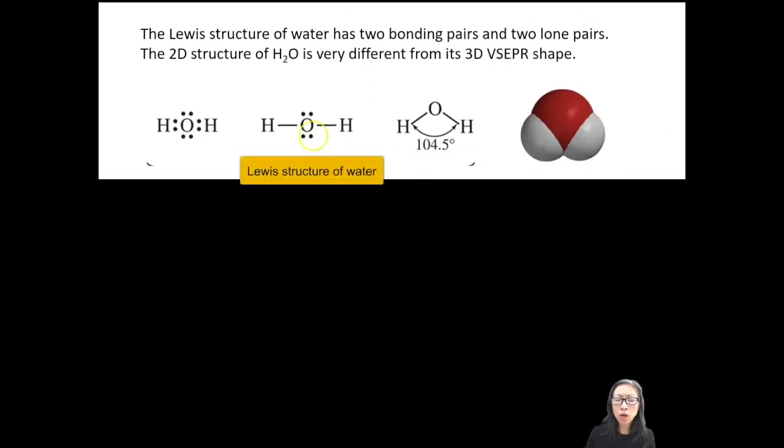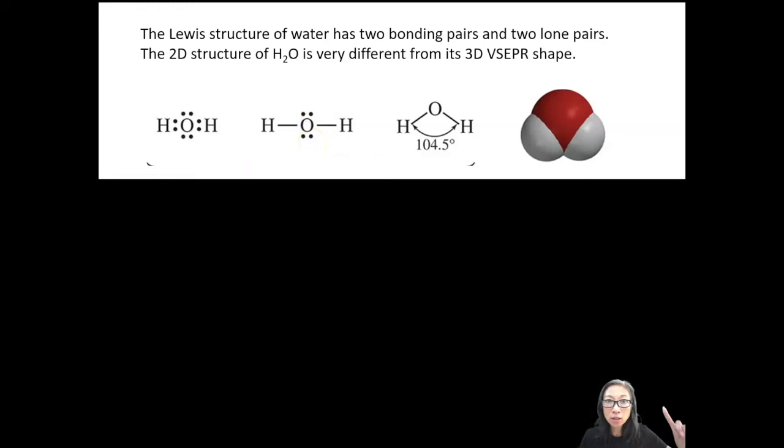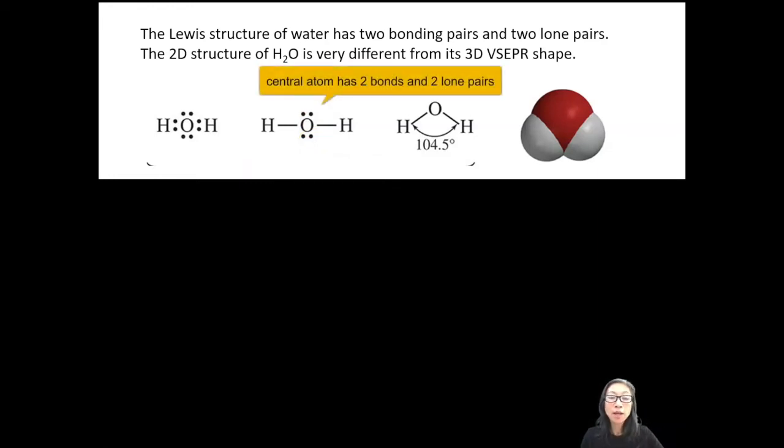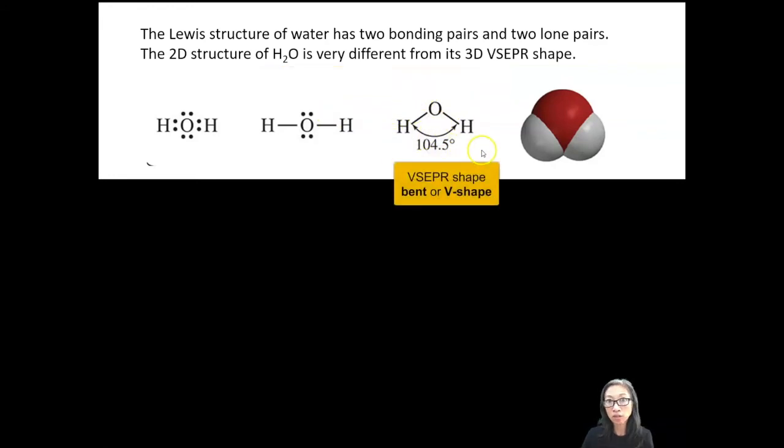The Lewis structure of water is very symmetrical. It has a hydrogen on either side of the central oxygen, and then a lone pair of electrons on top and bottom of that central oxygen. Well, when you take that 2-dimensional shape and convert it to the 3-dimensional VSEPR shape, water is no longer linear. It's not linear because those lone pairs of electrons force downward those bonds to the hydrogens, and you end up with what's called a bent or V shape.